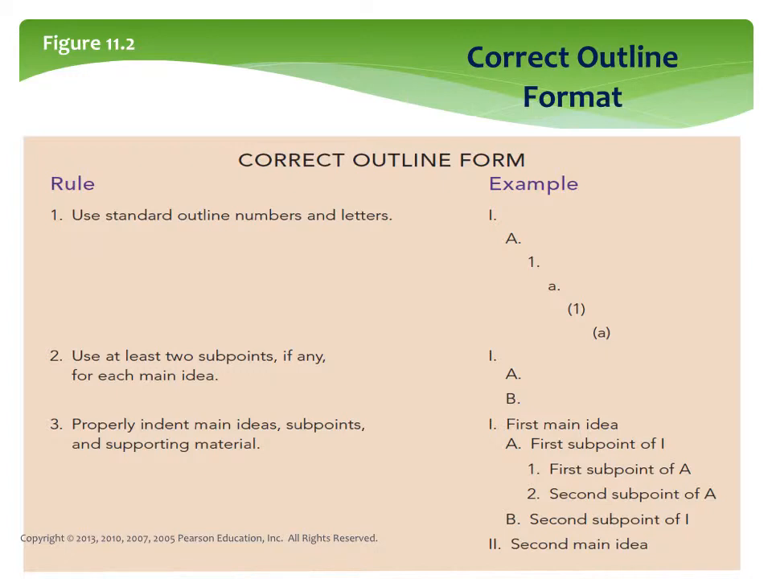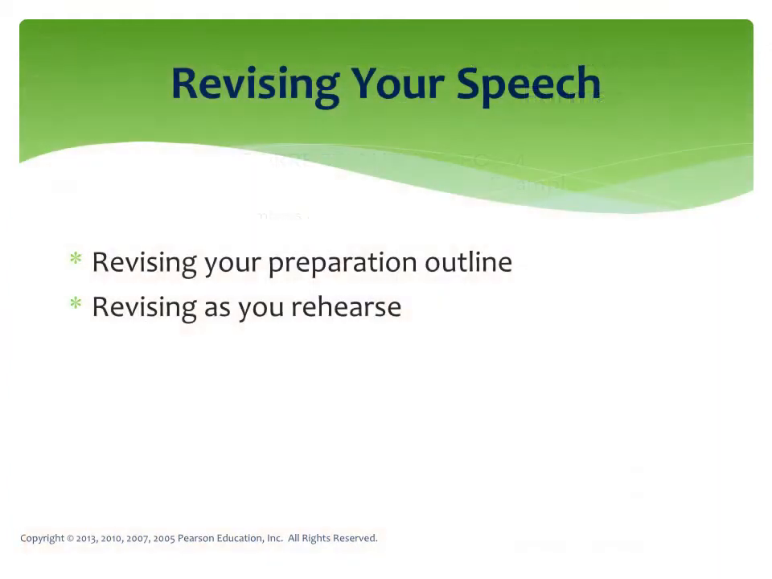So you're going to use at least 2 subpoints. You see in the first main idea, capital A is first subpoint of Roman numeral 1, and then you have 2 subpoints of A, then you have capital B, no subpoints of that, but then you go to the second Roman numeral. You're going to indent. Notice that the capital A is directly under the letter F, under first main point, and that the number 1 is directly under the capital F of first subpoint of 1. This is a very important aspect in your outline format. The format is much of where you'll get your major grade.